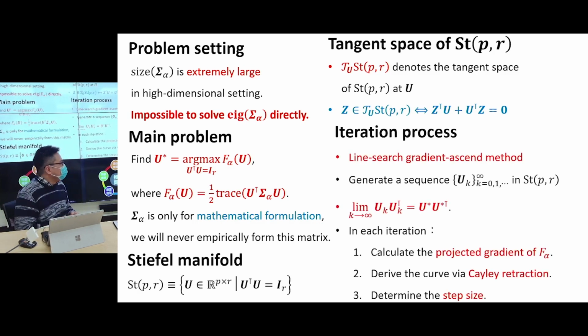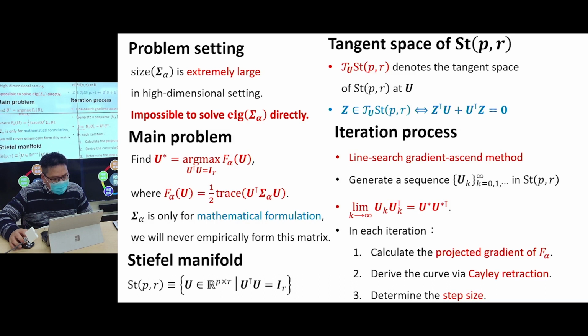So with this knowledge, let's introduce our iteration process. Our iteration is a line search gradient ascent method. With a given initial point on the Stiefel manifold, our algorithm will generate a sequence U_k in the Stiefel manifold, and we believe that if our initial point U_0 is good enough, then U_k transpose will approach U star transpose. That is, the span of U_k will converge to the span of U star.